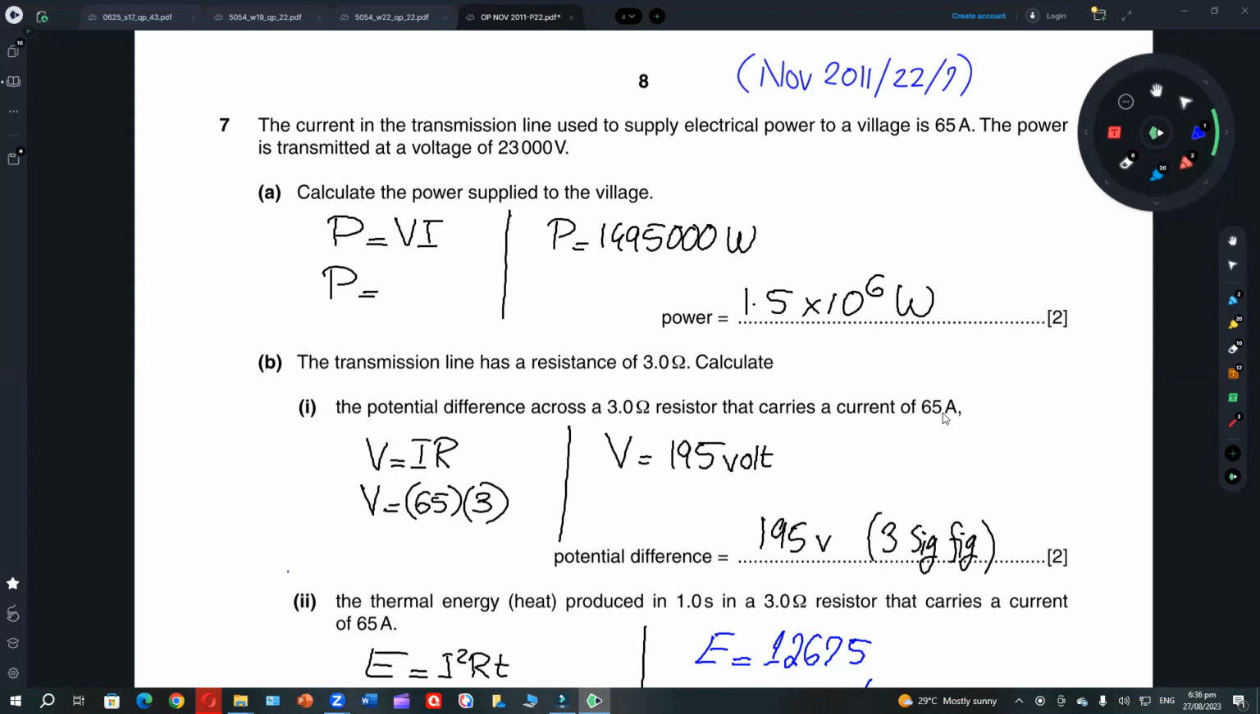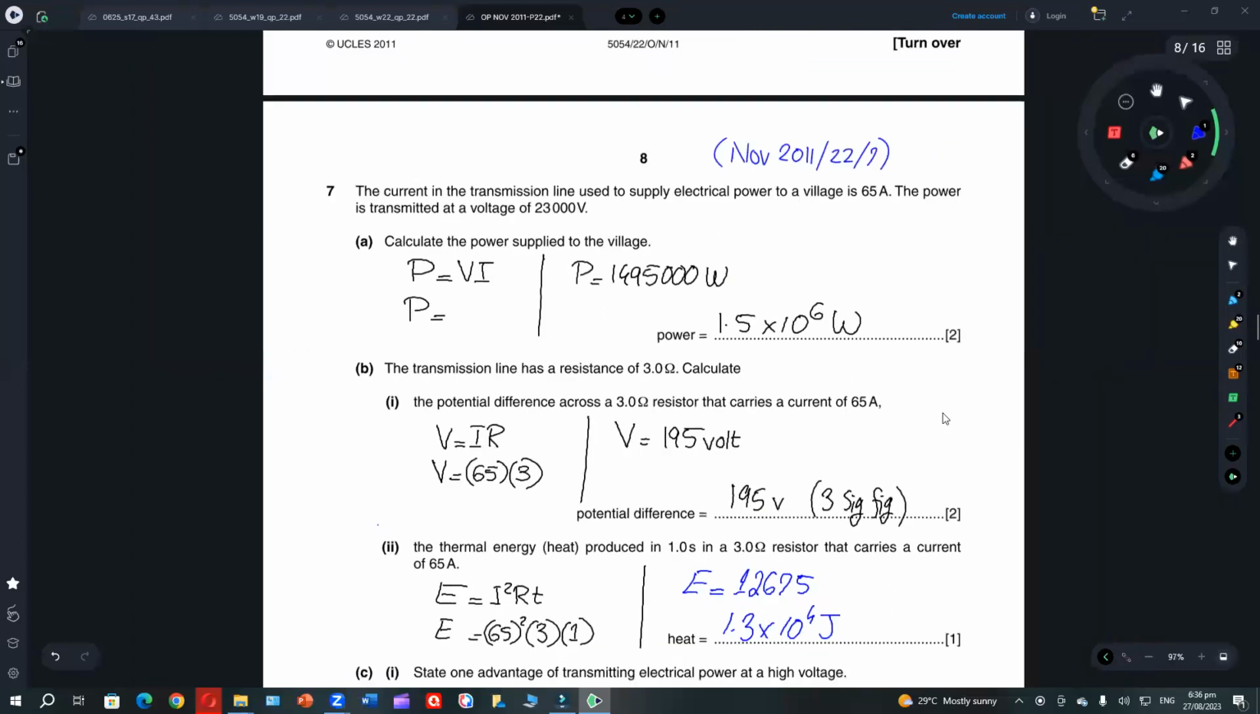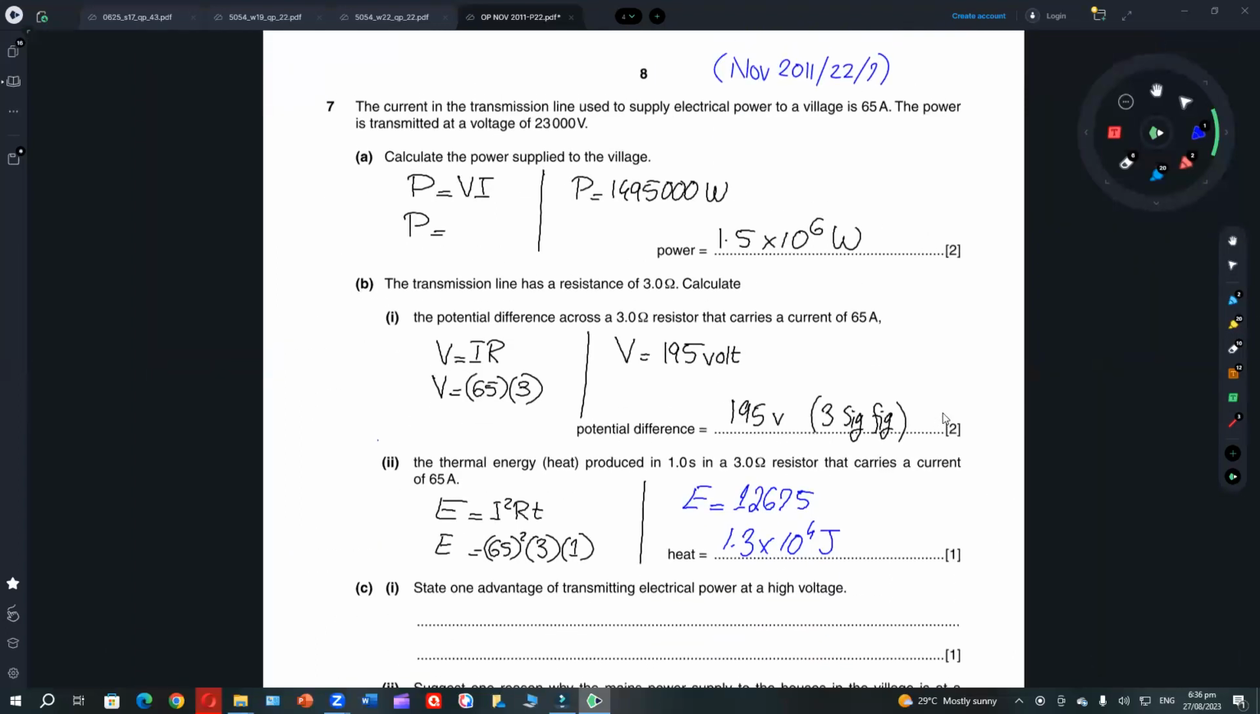The current in the transmission line used to supply electrical power to a village is 65 ampere. The power is transmitted at a voltage of 23,000. Start this question yourself. I'm just coming in 2 to 3 minutes. I have to say namaz, and meanwhile you can solve this question and compare the working from the screen. Solve this question quickly.